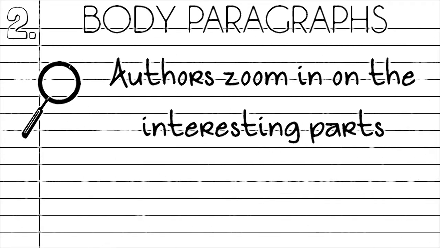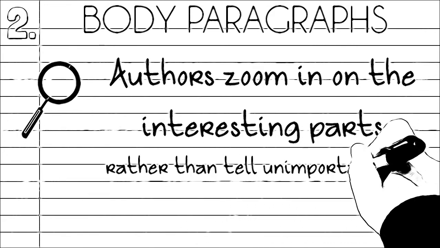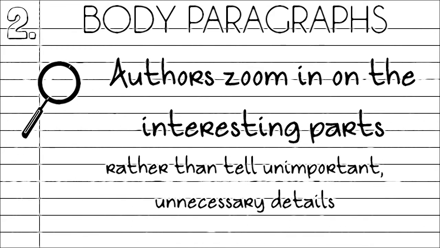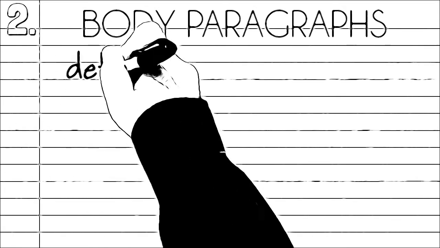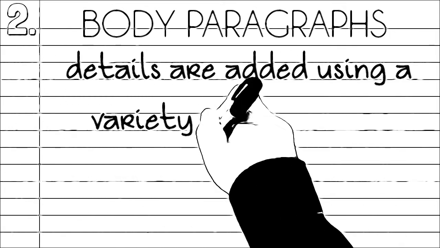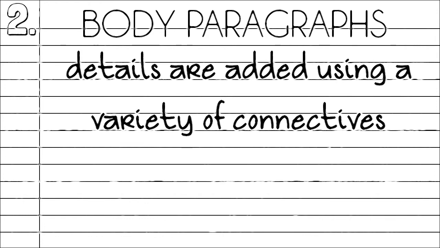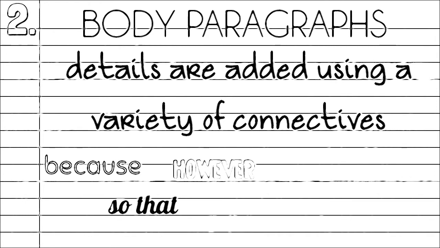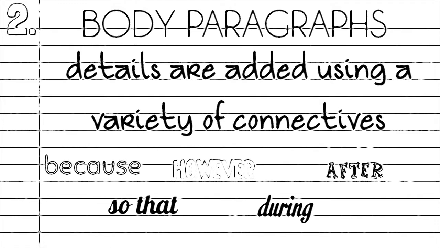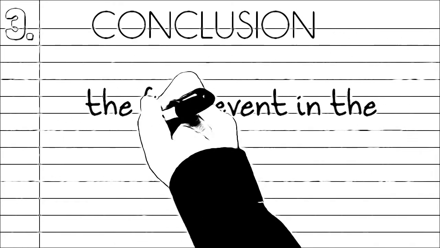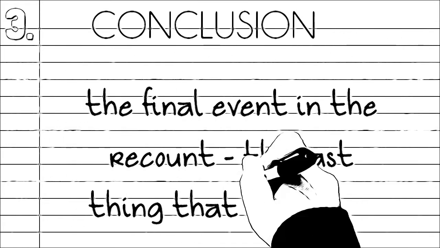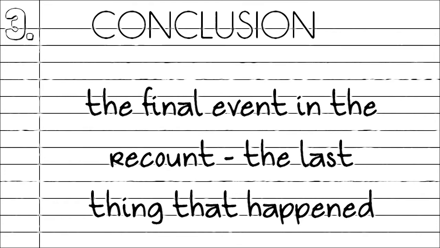The author zooms in on the interesting parts rather than telling unimportant, unnecessary details. Also, details are added using a variety of connectives like because, so that, however, during, after. The last, conclusion, is the final event in the recount, the last thing that happened.